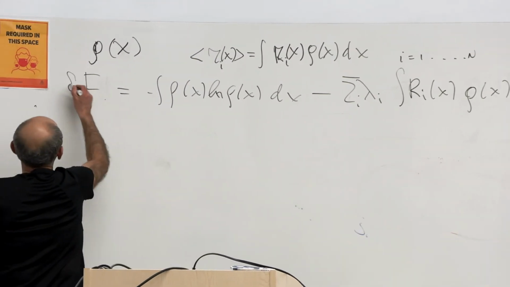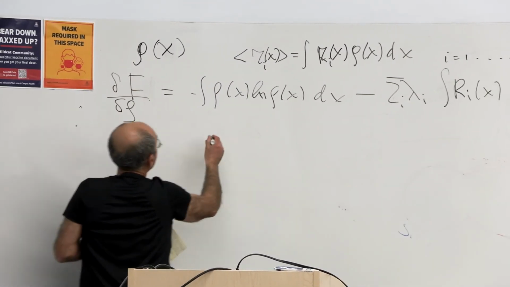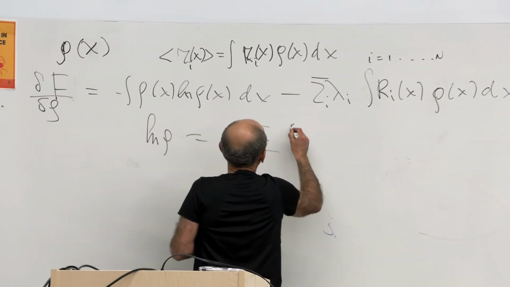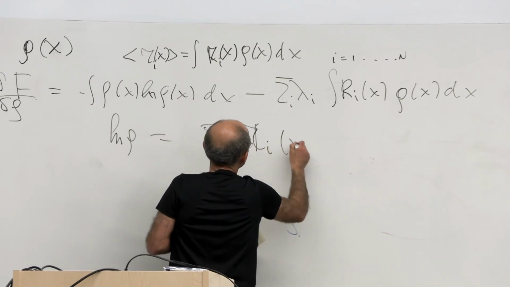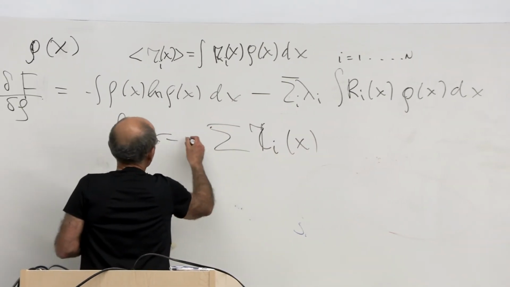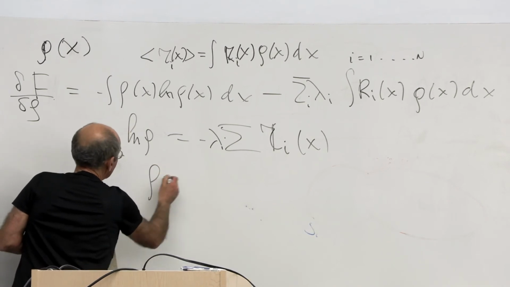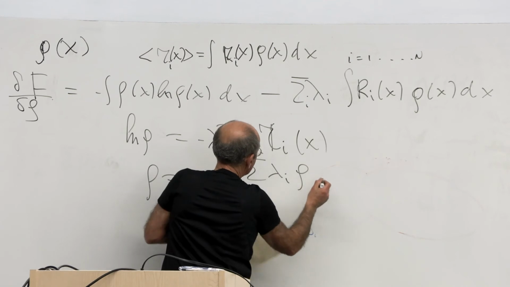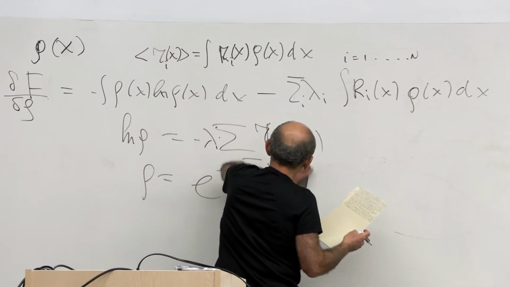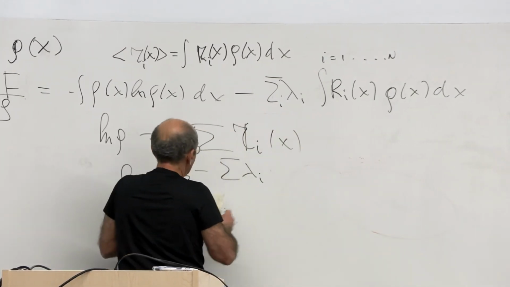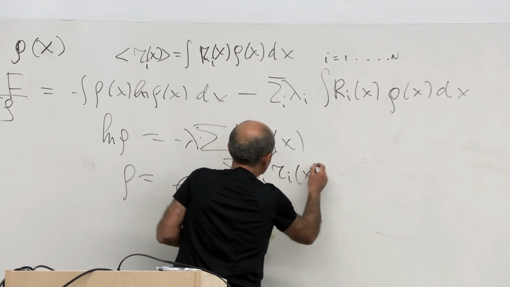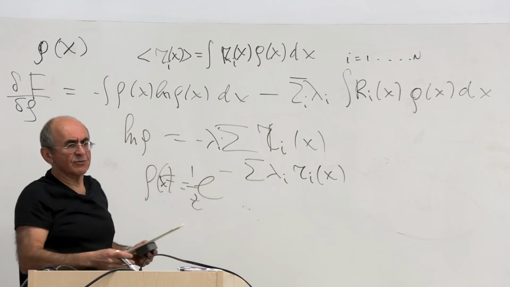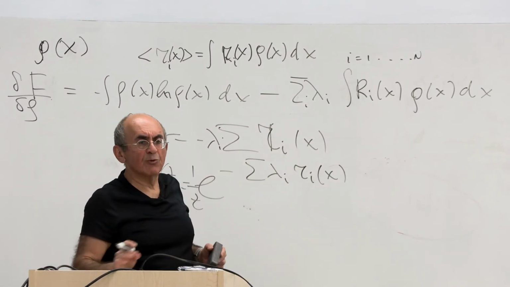And so when you vary this with respect to rho, what you get is logarithm of rho equal to the sum of your R i's of x with lambda i's. So your rho is the exponent of minus the sum of lambda i's R i's. That's rho of x, with 1 over Z. I don't give you this, you can look in the notes for this.